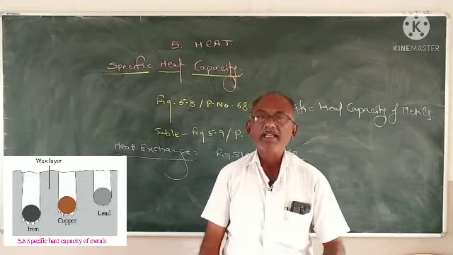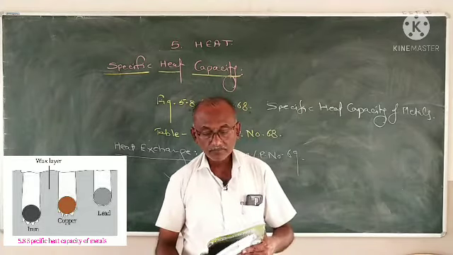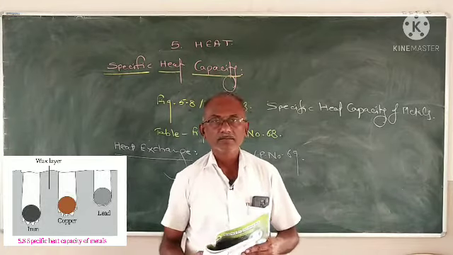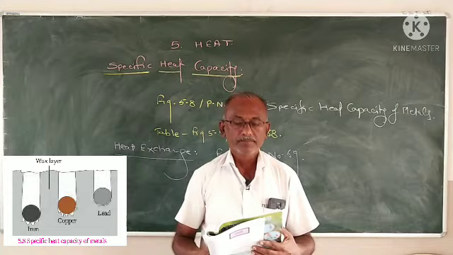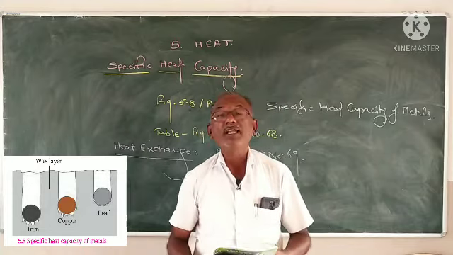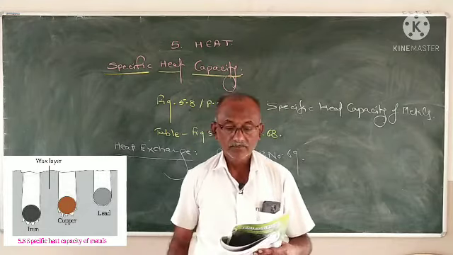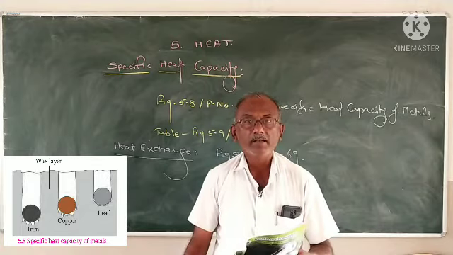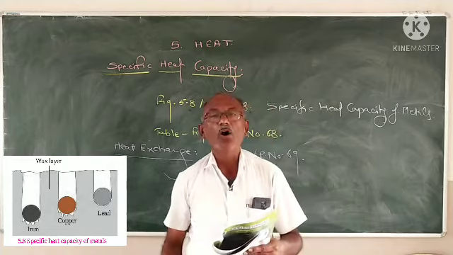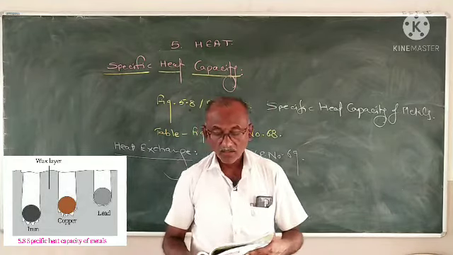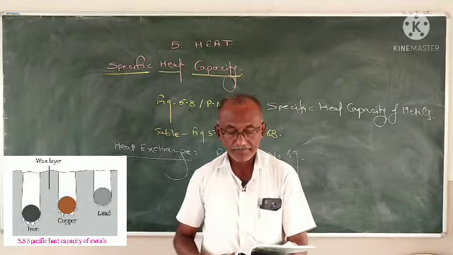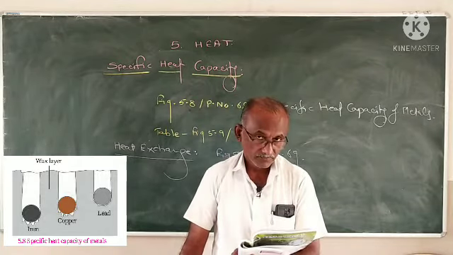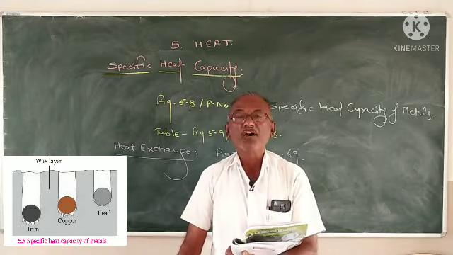Now, there is one experiment. For that experiment, we have to take a tray with a thick layer of wax, solid spheres of iron, lead and copper of equal mass, a burner or spirit lamp, and a large beaker. What is the procedure for this experiment?